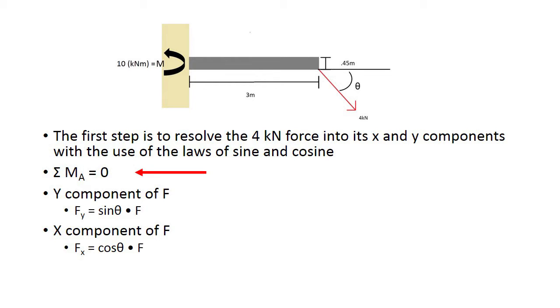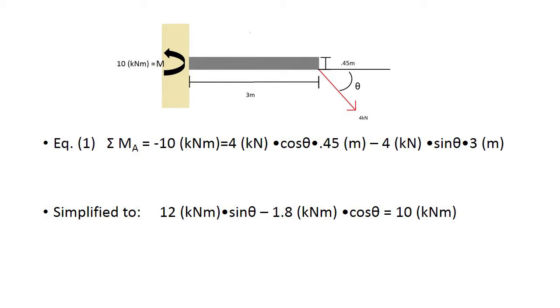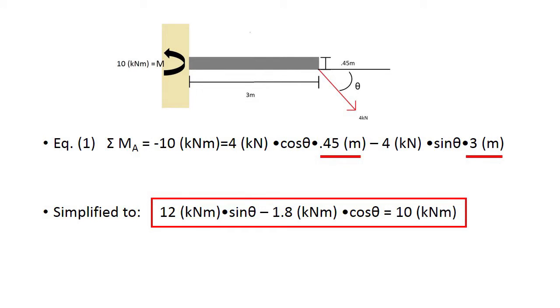The first equation that we will use is to sum the moments in the cantilever about point A, where the moment was defined in the problem statement as 10 kilonewton meters. By multiplying the 4 kilonewton force by sine, it breaks it down into the y component, and using cosine we can get the x. These resolved forces are then multiplied by the distance that they act away from point A, 3 meters horizontally or 0.45 meters vertically. Simplifying the equation, we get 12 sine theta minus 1.8 cosine theta equals 10.